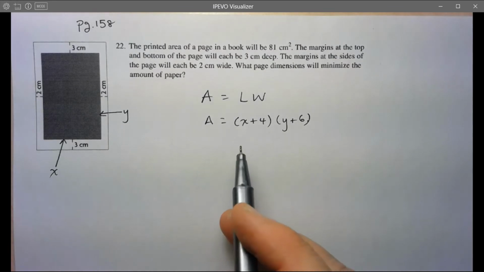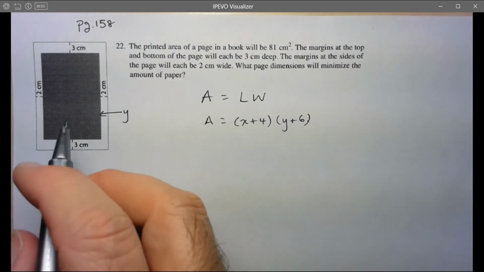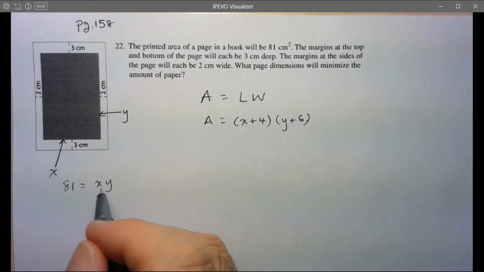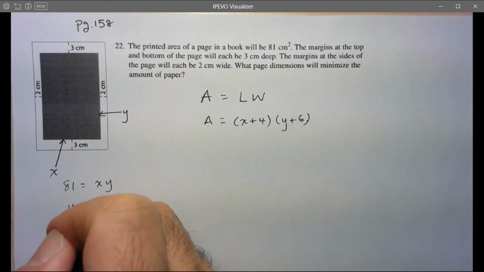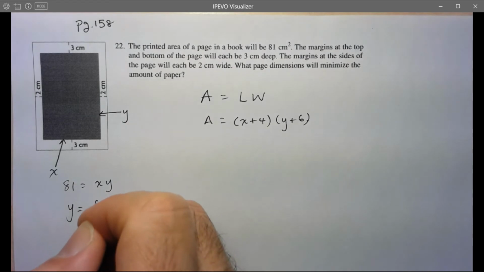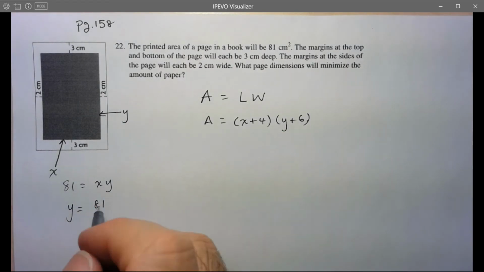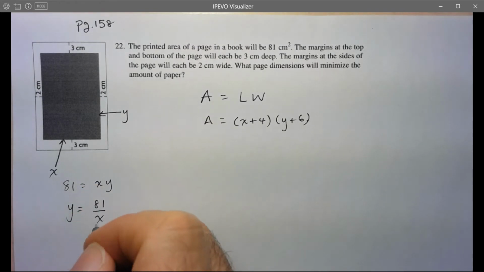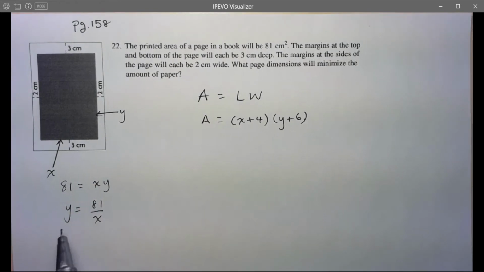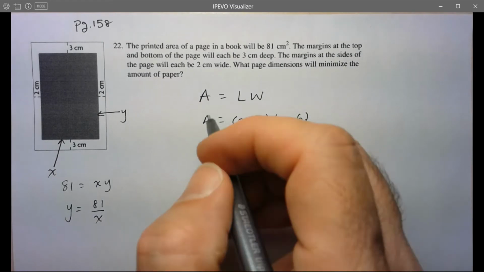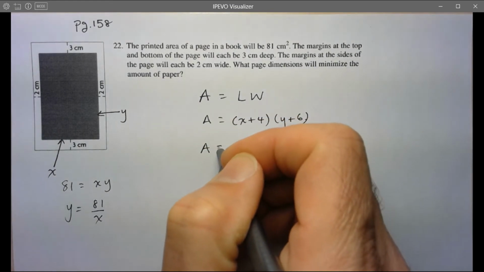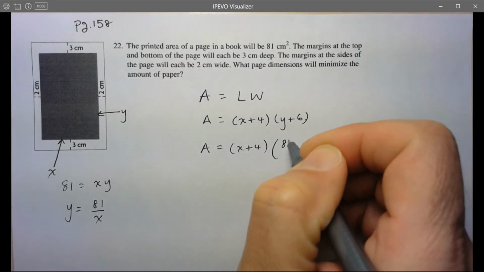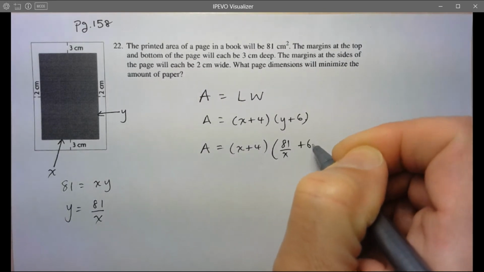All right, so now, again, I've got my two variables. This is where now I can take 81 equals X times Y and isolate one of these variables. So I can do either one. There isn't one that's easier than the other, even when I input it. So just for the fun of it, I guess I seem to like having X in my equations, so I'll isolate the Y variable. Okay, so now let's put that in. So X plus 4 times 81 over X plus 6.